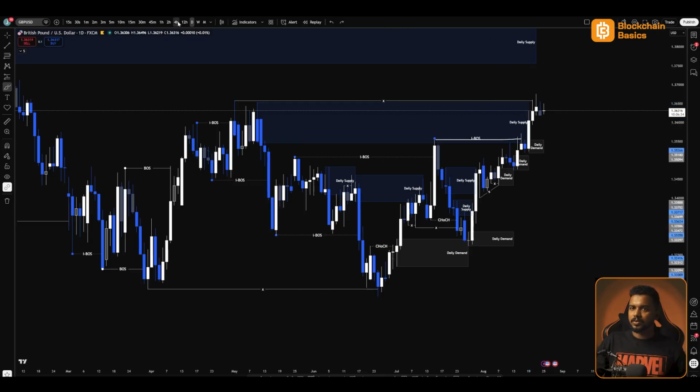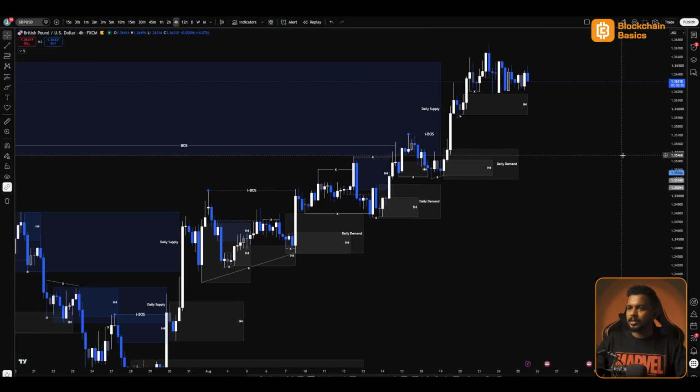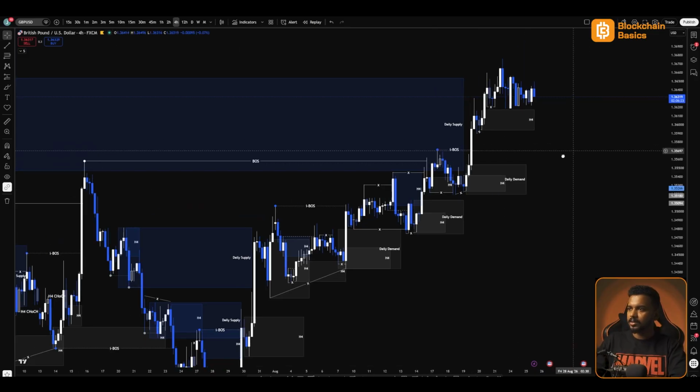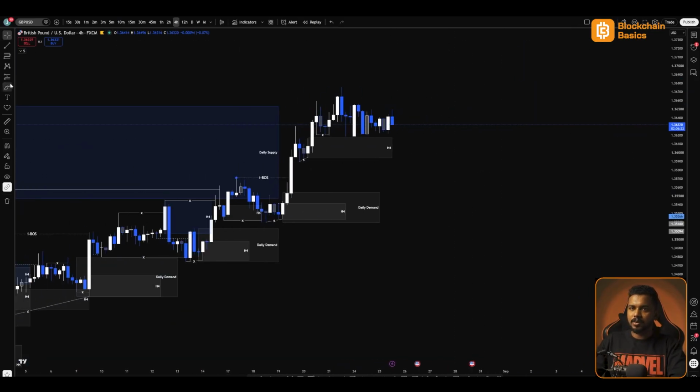So let's see on the H4. So we are looking at the recent price action on the H4. We have the swing break of structure, internal break of structure, and you can see from yesterday price has been just consolidating over here. We don't have much clear indication that price is going to start a pullback, or if it's pushing higher, it's just sideways price action. So we have this H4 demand over here.